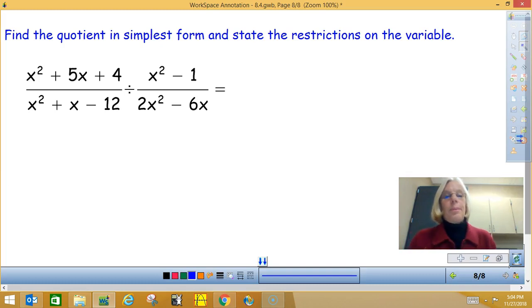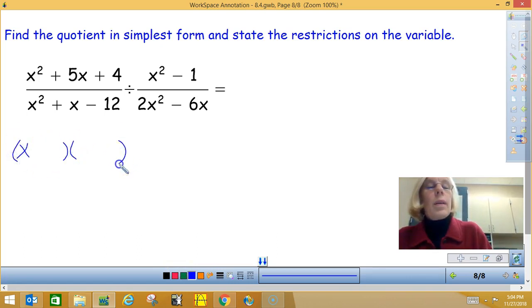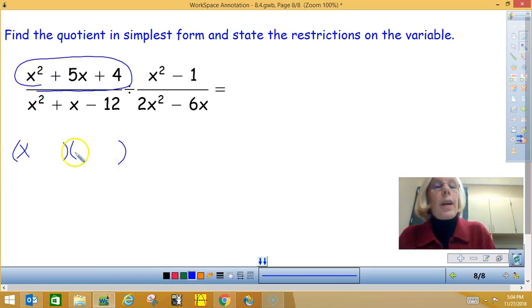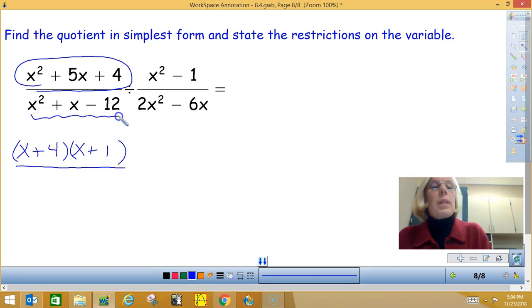One more example. We start by factoring. X squared plus 5x plus 4, we want factors of 4 that sum to 5. That is x plus 4, x plus 1. Then we want to factor x squared plus x minus 12. We want factors of 12 with a difference of 1. And we want the bigger factor to be positive, so that's going to be x plus 4, x minus 3.